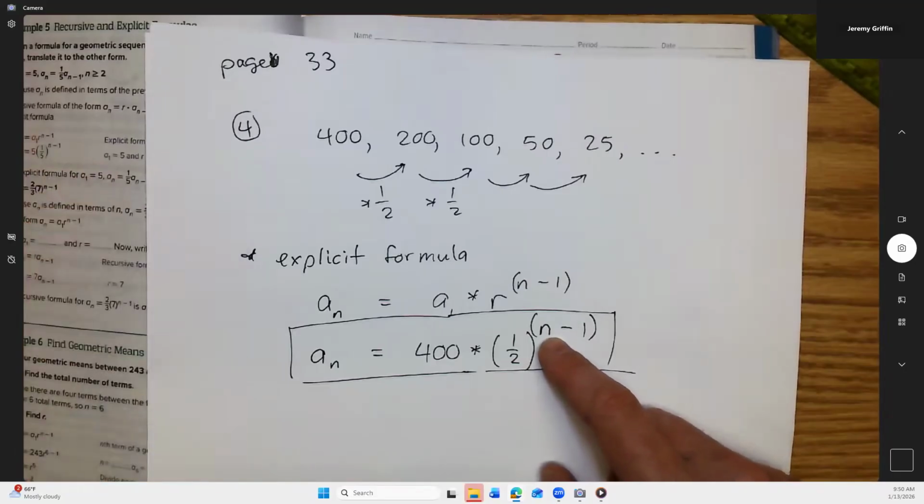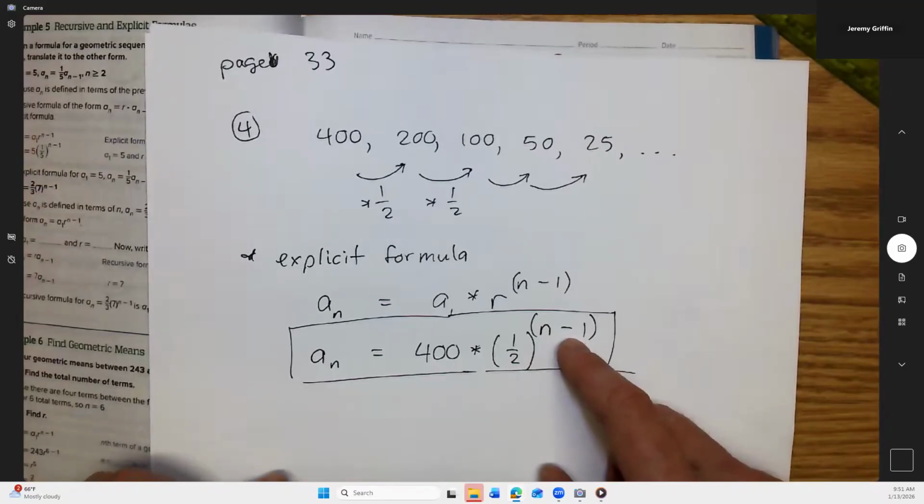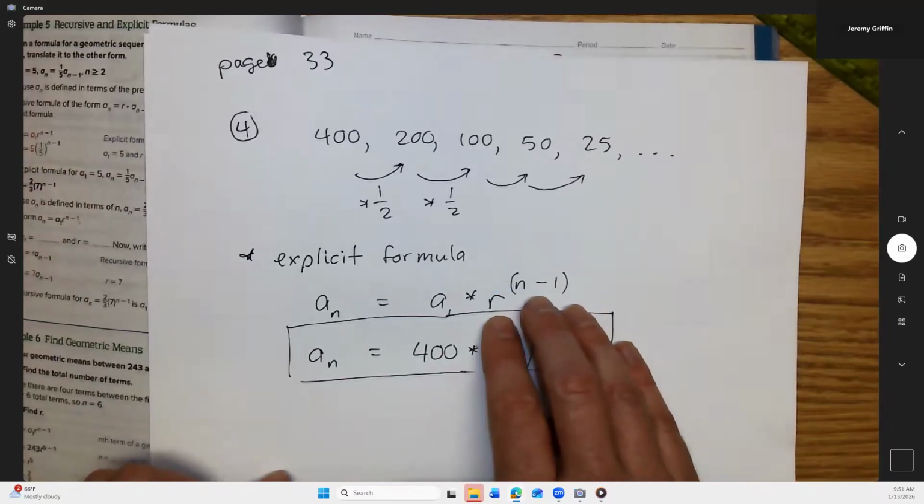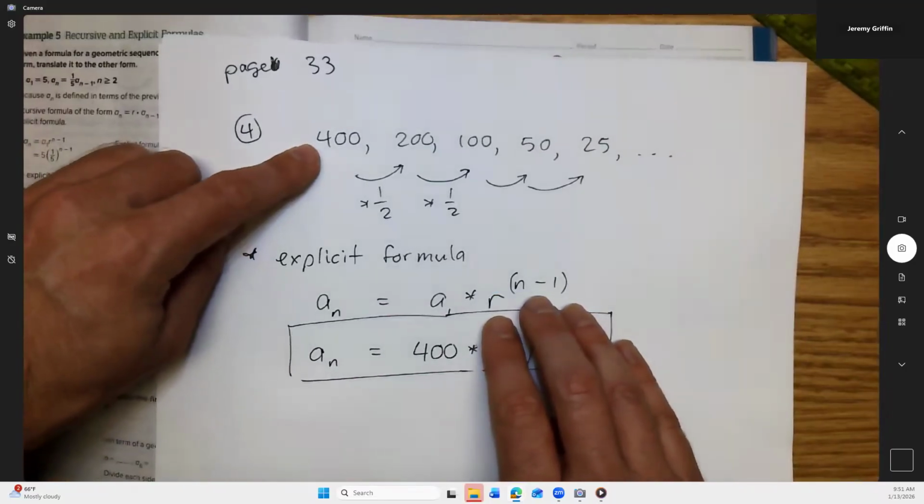So what if you plug in 1 for n? Guys, what is 1 minus 1? 0. What's 1/2 to the power of 0? 1. And what's 400 times 1? 400. Aha! Is it the first term, 400?